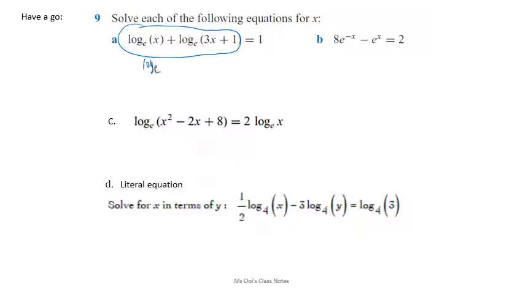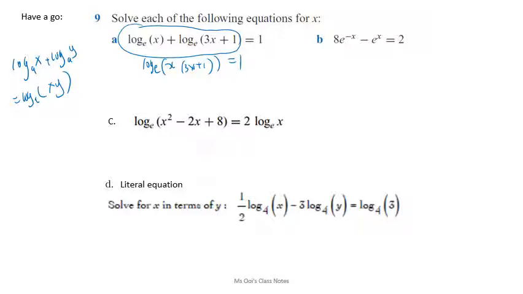So log, because they're both base e, I can combine them: x times (3x plus 1) is equal to 1. So remember, you have this rule: log x base a plus log y base a, if they're the same base, and when you add, is basically log xy base a. Okay, that's the rule that I'm applying.